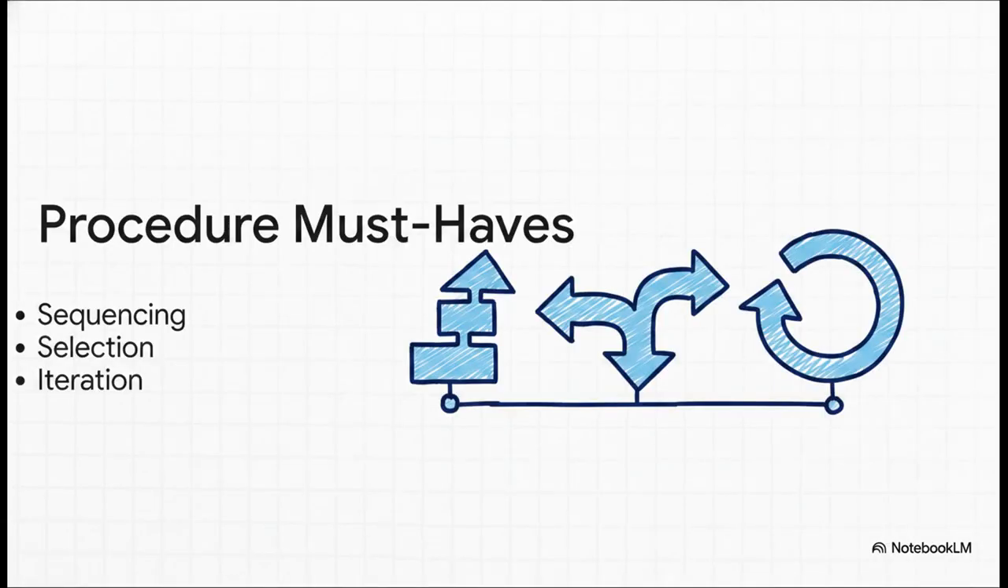But the rubric demands more. Inside that procedure, you absolutely must include a mini checklist of 3 key things. Sequencing, which is line-by-line execution, selection, which means if-else conditionals, and iteration, which means loops. These 3 elements combined are the non-negotiable engines of algorithmic efficiency.